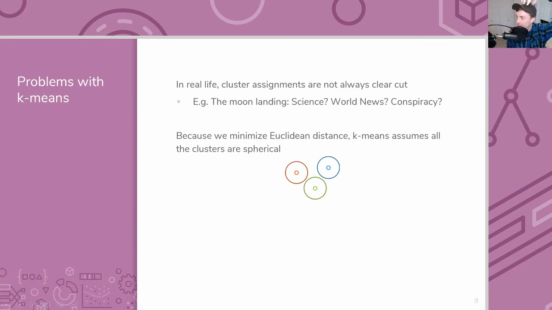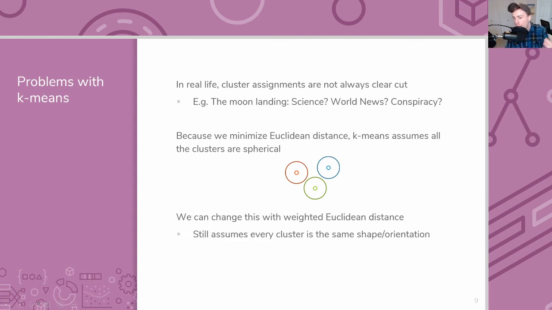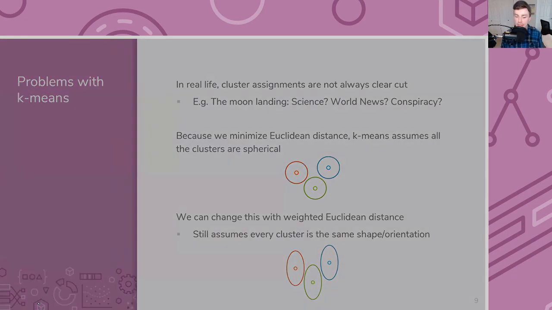Maybe one of the clusters might be stretched in a particular direction. You could solve this, at least partially, with something like weighted Euclidean distance, where you treat each dimension with a different weight, but then it still assumes that every cluster has the same orientation with just the same scaling factor. So in general, there are a few examples where the clusters K-means tries to find, if the data doesn't line up with this assumption, might fail pretty drastically.